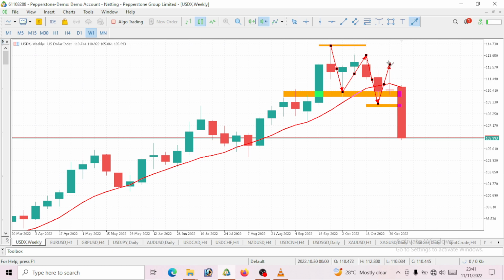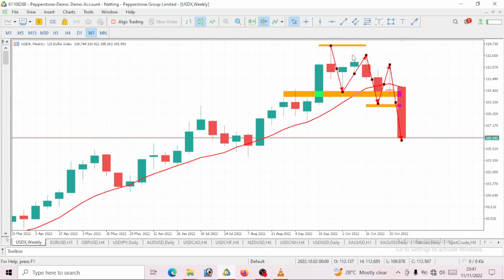If you're following this channel consistently, I also predicted that DXY will give us another bearish move. I think this was the only channel that made a prediction that DXY will go bearish. Others were predicting a bullish move, right? If you check others, they were saying DXY will go bullish, but we predicted that this price will go bearish, and guess what? It has dropped massively.